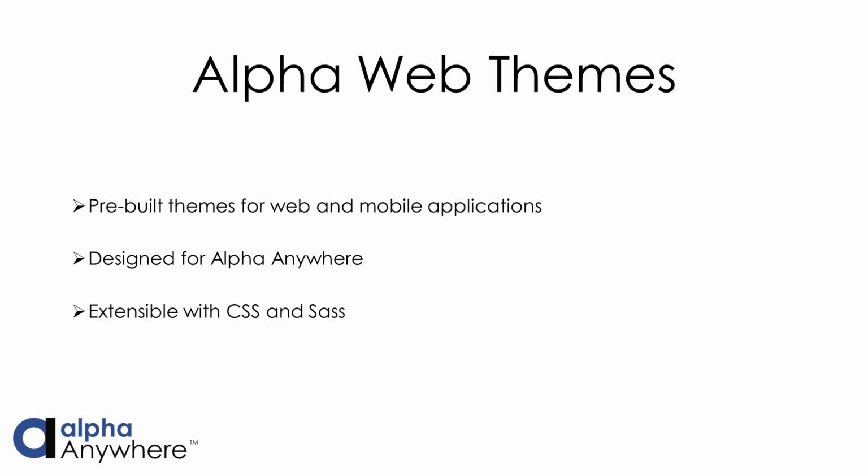So, Alpha Web Themes. Alpha Web Themes are pre-built themes for your web and mobile applications. They are designed for Alpha Anywhere. We have a few of them out of the box for you. Many of you may be familiar with the Alpha or the Alpha Dash and then a color name like Rose or Blue 2 themes. Those are all web themes, and they can all be extended using CSS and Sass.